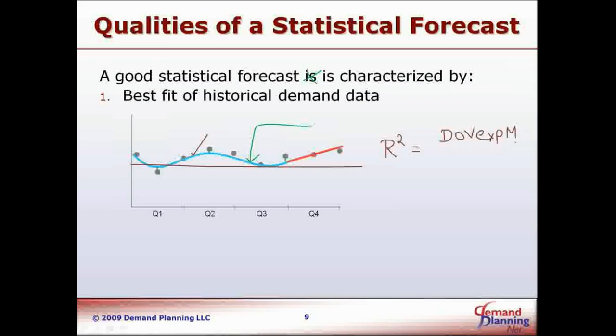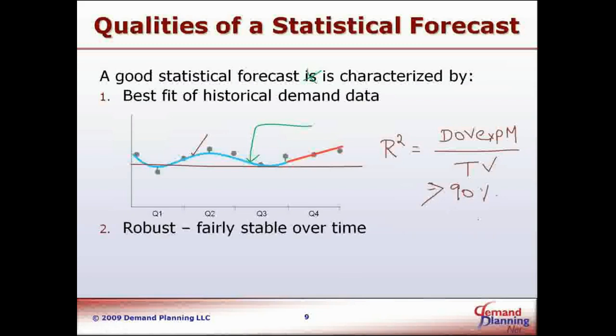So if I tell you I have an alternate model that I can take a look at, let me use something else. So an alternate model looks like this. Now, which model is better? Obviously, this model is better because it provides a better fit of the historical data points. So a good statistical forecast is characterized by best fit.